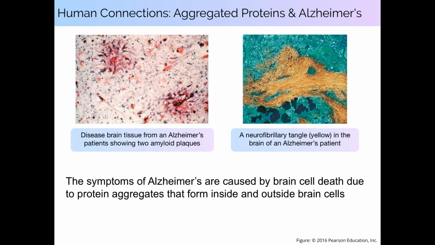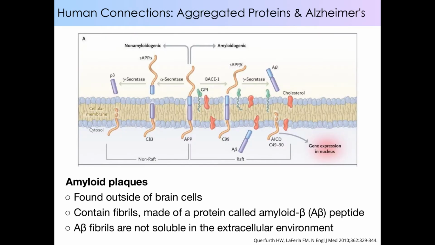The extracellular one, which is shown here, are the amyloid beta plaques. The intracellular are known as neurofibrillary tangles. The amyloid beta plaques form from a protein that is known as the amyloid precursor protein, or APP for short. Now, this protein, as you can see here, is a membrane protein. And the amyloid precursor protein is cleaved by enzymes that are known as secretases.